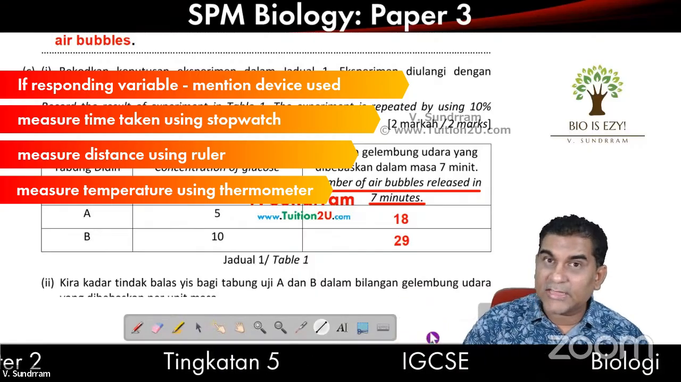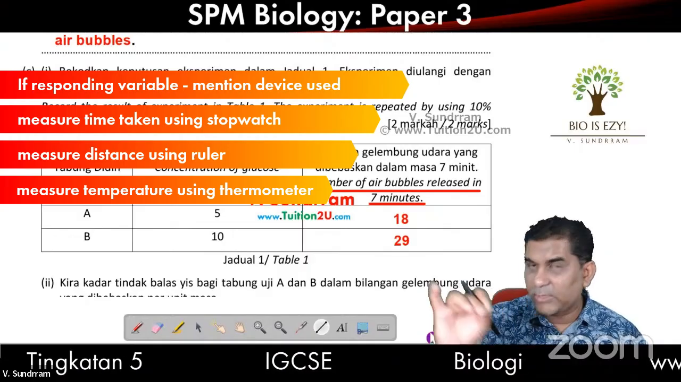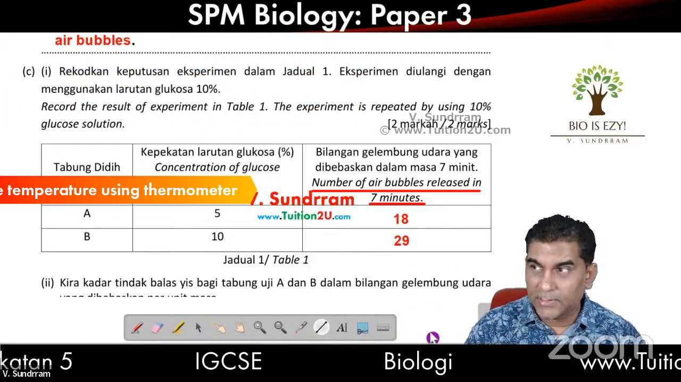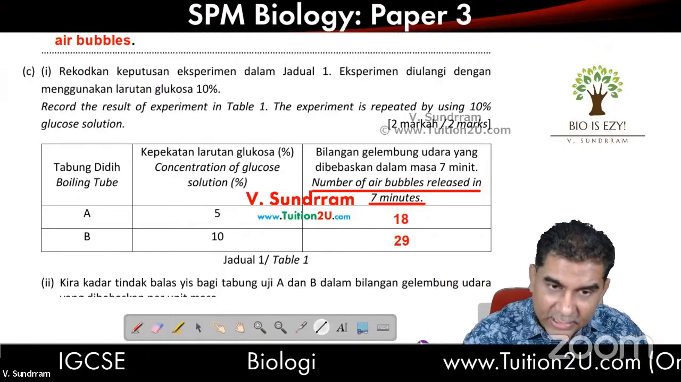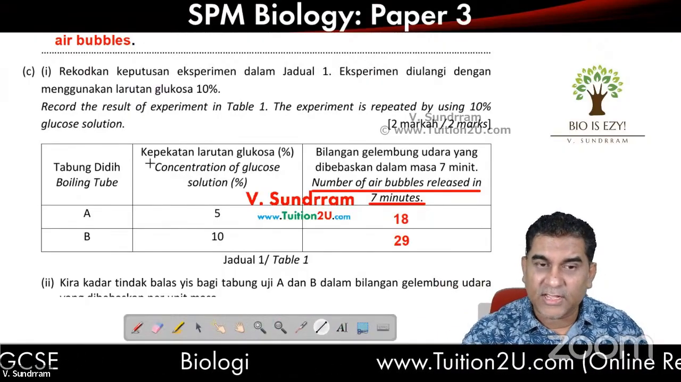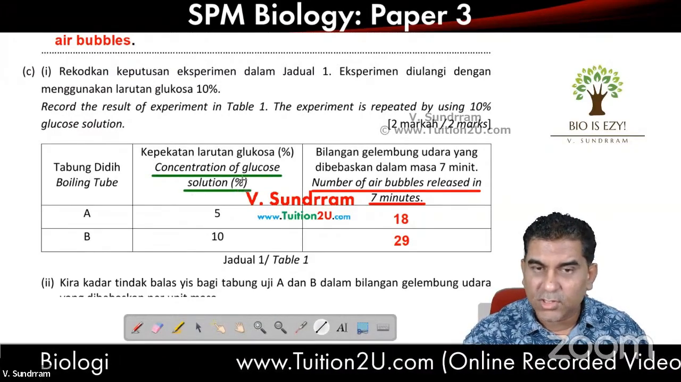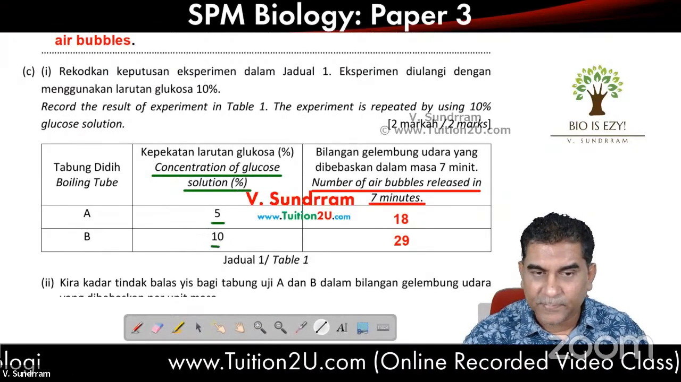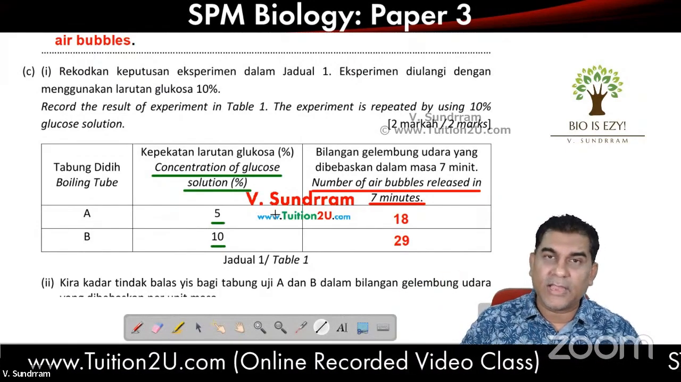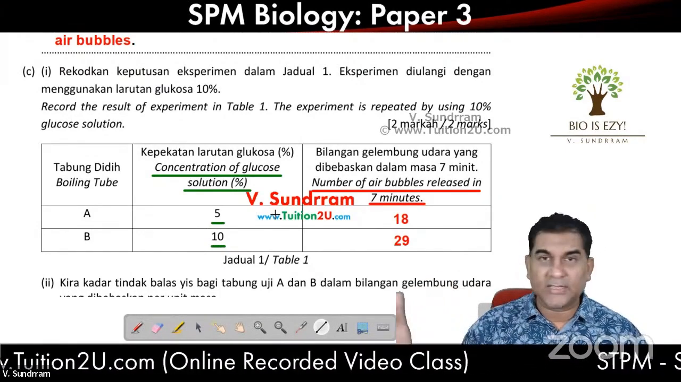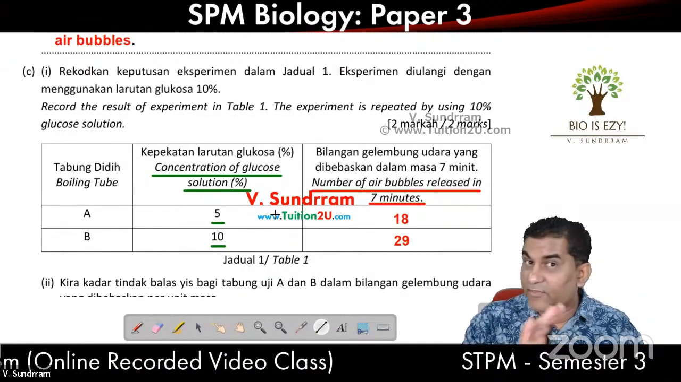So in this unique experiment, the device is not mentioned. But if there is any other experiment that uses a device, you have to mention the device when you're explaining about the responding variable. Where do I get the responding variable? I can get it from the table. Actually, even the manipulated variable I can get from the table. Here we already have concentration of glucose solution, which is 5% and 10%. So look for the table. In the table, you can get the manipulated variable and the responding variable. Use that to answer question A if it's an unguided question.